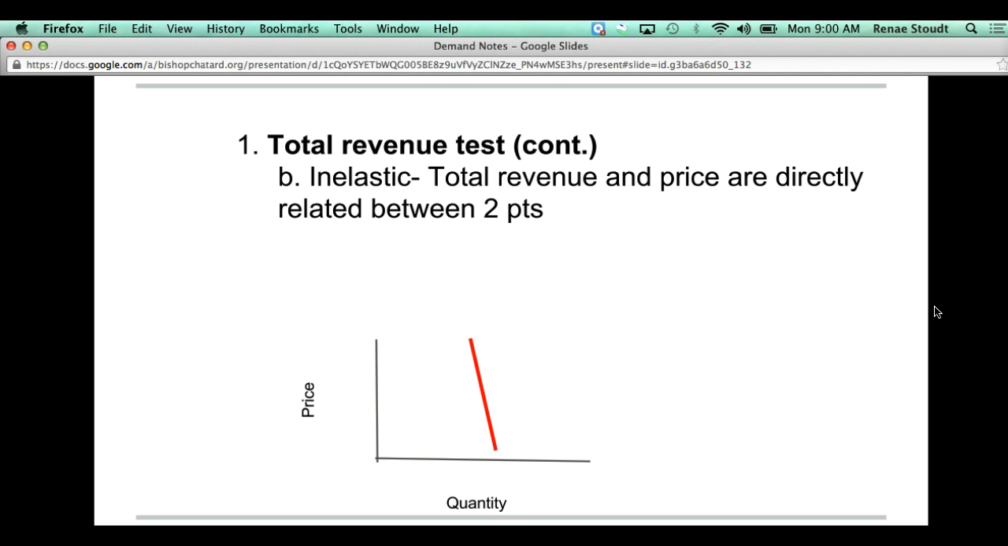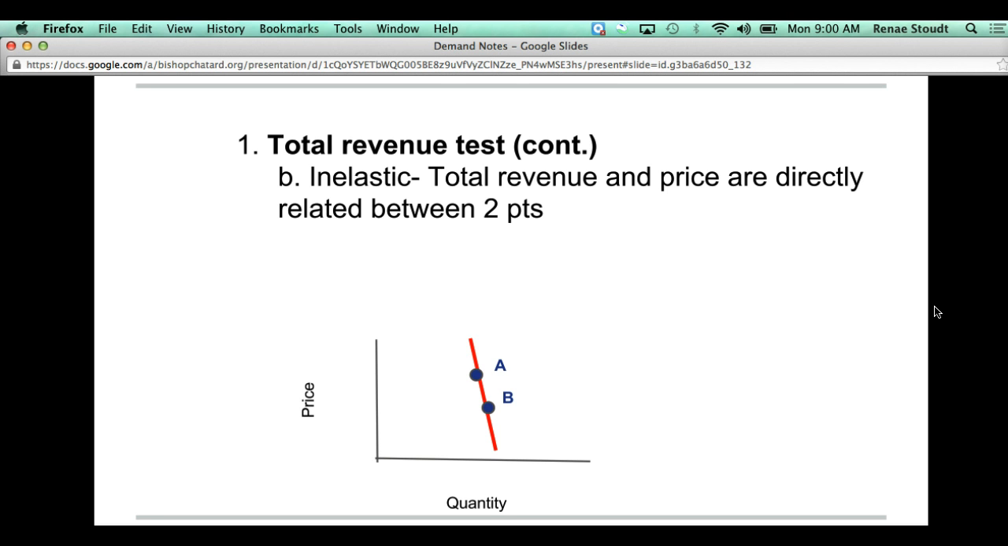So again, we're going to take price, 2 points. We're going to take first point A, and then point B, and you will notice that, okay, all I did was I literally copied and pasted this graph from the last slide, okay? So what you'll find is the prices are the same, but you will find is that the quantity has changed, okay, because this is demand inelastic, okay?